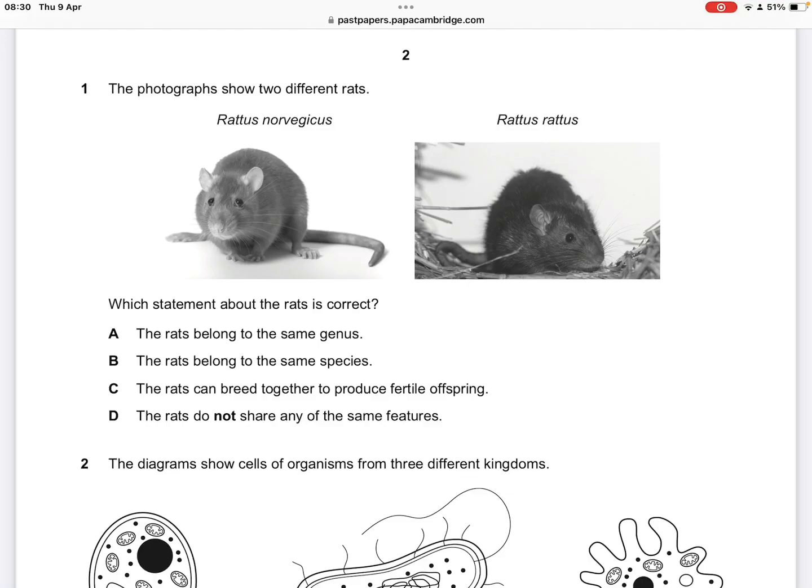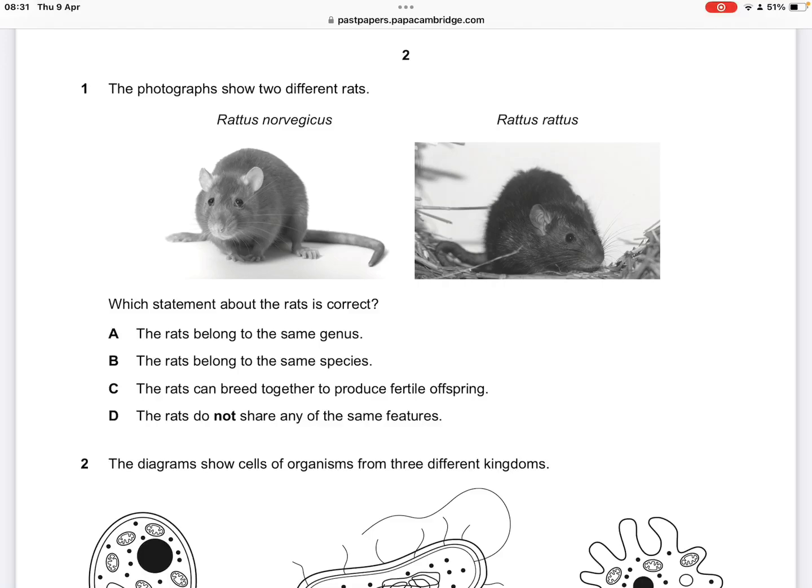C, they can breed together to produce fertile offspring. That's more asking you about what we mean by a species. If they're not the same species, which they're not because they've got different names, they might be able to breed together potentially, but they won't produce fertile offspring. They'll be sterile. So in this case, it's a no to that. They can't breed together and produce fertile offspring, which is what makes an organism belong to the same species.